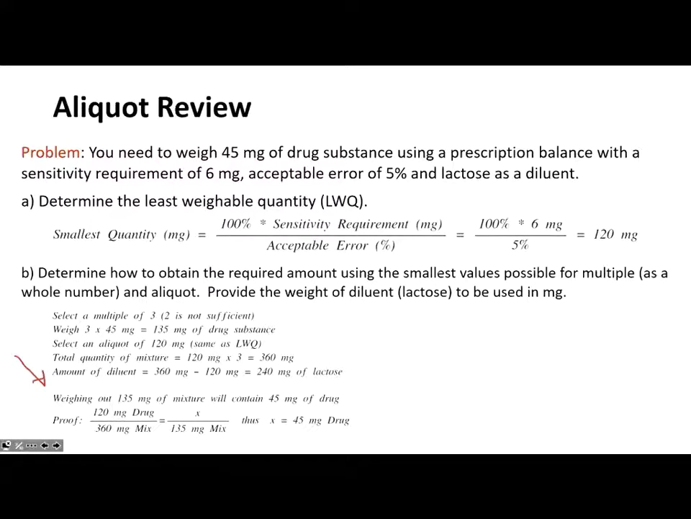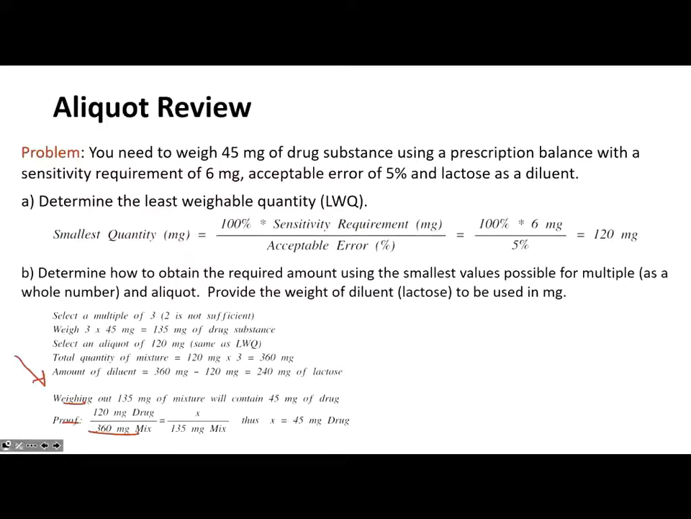Does that really work? How much drug did I say I was going to weigh out? Of pure drug, I was going to weigh 120 milligrams. That's my least weighable quantity. I mixed that with 240 milligrams of lactose. What would be the total weight of that mixture? The total weight of that mixture would be the 360. So are you okay where those two numbers come from? 120 milligrams of drug will be mixed in with 240 lactose and give me 360 milligrams of mixture.